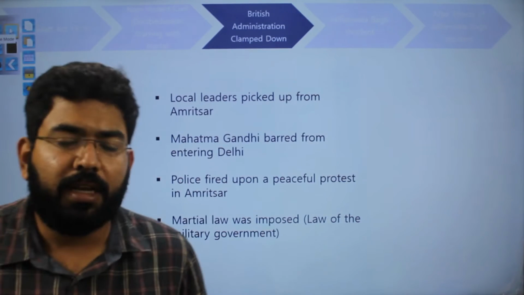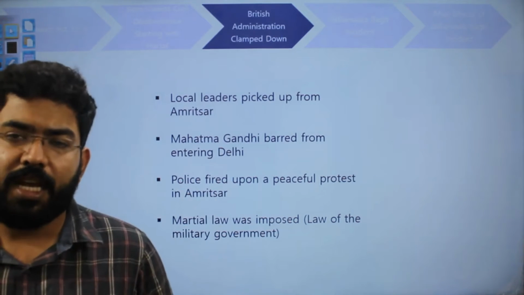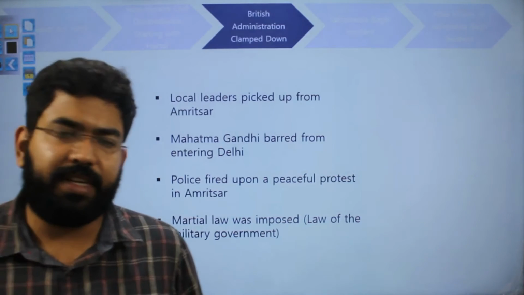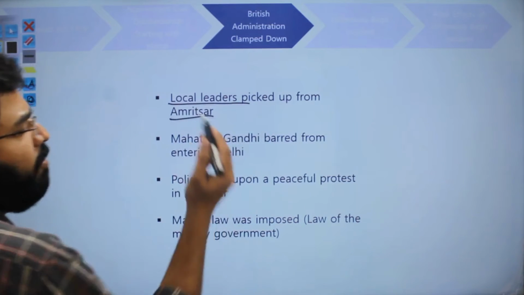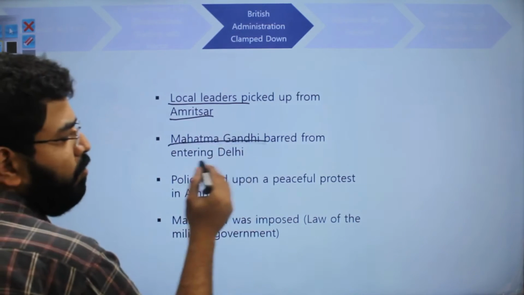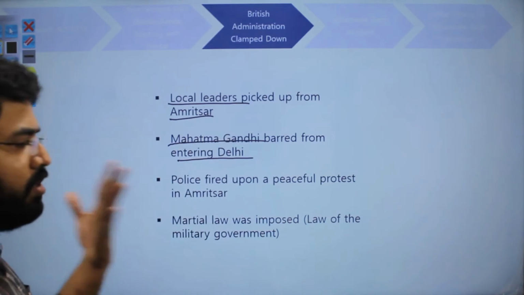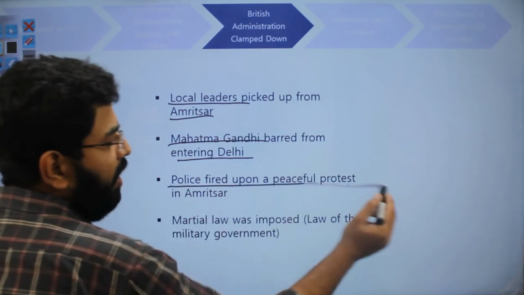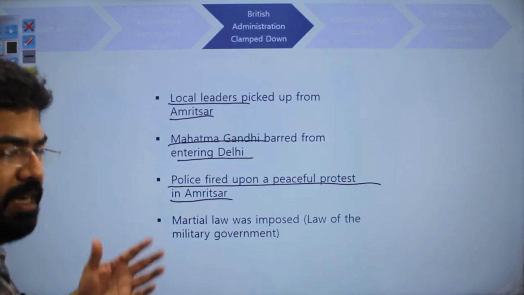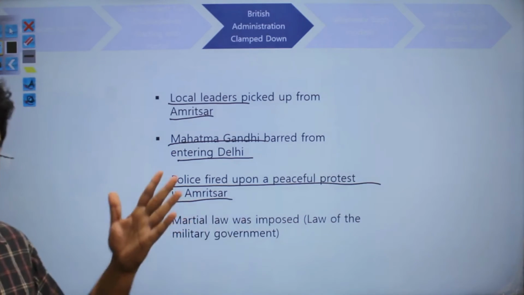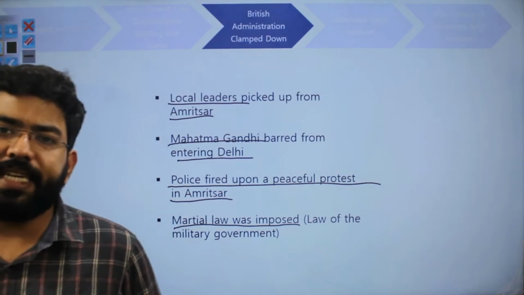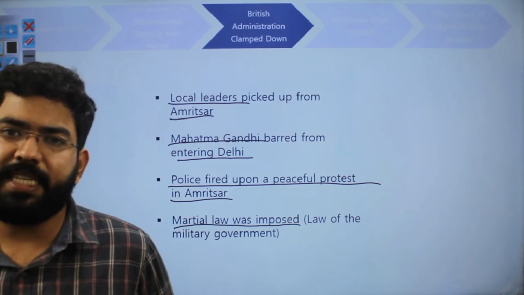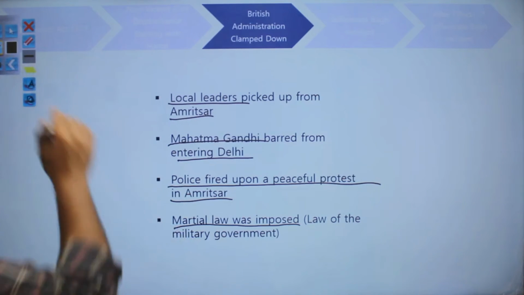When the government saw all this, it clamped down on these activities. The local leaders in Amritsar were picked up. Mahatma Gandhi was barred from entering Delhi. Police fired upon a peaceful protest in Amritsar, which we'll talk about, and martial law was imposed. These were the things the government did to suppress the movement against the Rowlatt Act.